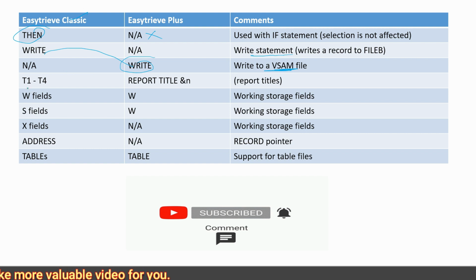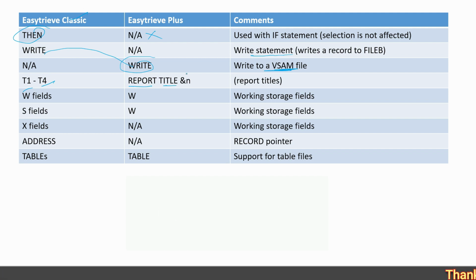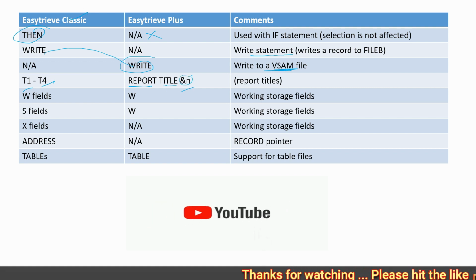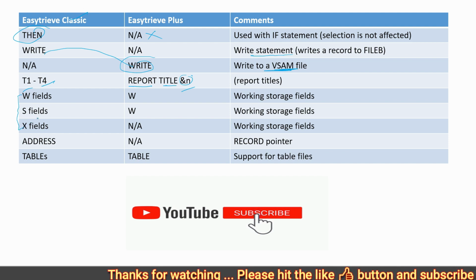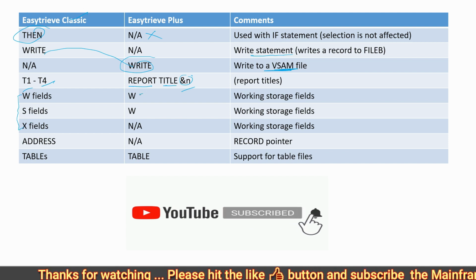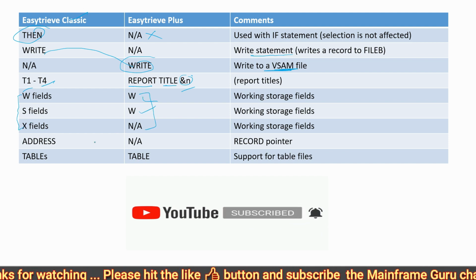In Classic we use T1 to T4 for the title, but in Plus we use report, title, and then ampersand 1, 2, like that we give them. And here we use W as X for the working storage field, but here we use only W.